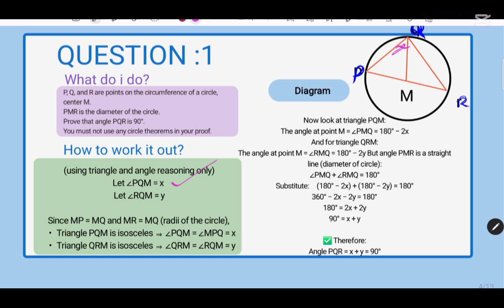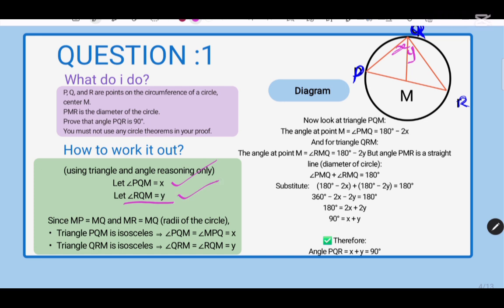Let angle RQM be equal to Y. Angle RQM, meaning the angle at point Q on the other side, let it be equal to Y. So I'm going to write the angle at point Q here as Y, so that we have established the second step.